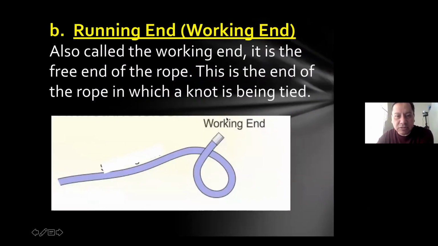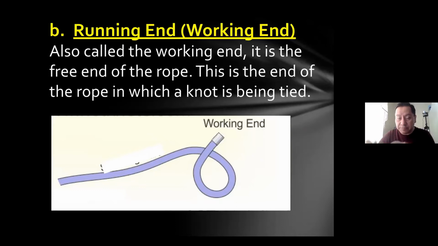All right, next term is running end or working end. So when you're working on a knot, you have your working end, which is your tip, and then you have the long part, which we'll get into right now. The working end is the one that's going to be going around and in and out, and doing all the work. So it's called the running end or working end, the one that goes around. This part, the short part, the one that's going to work.